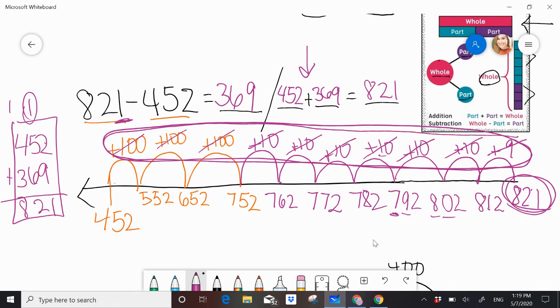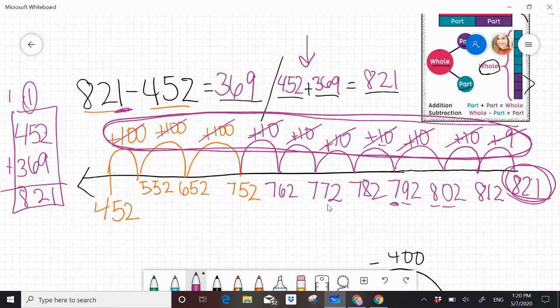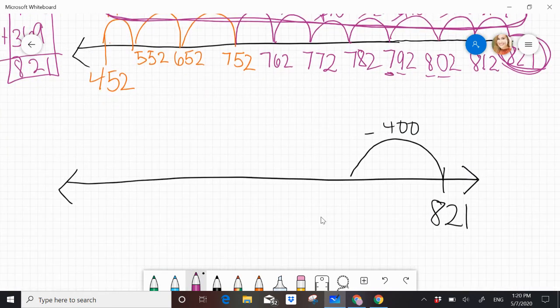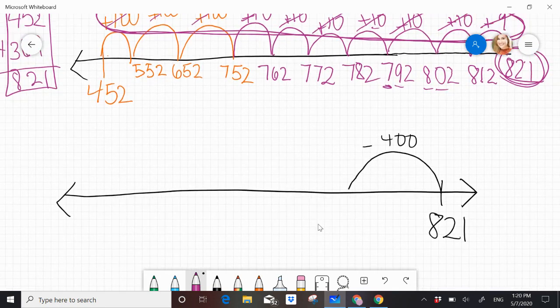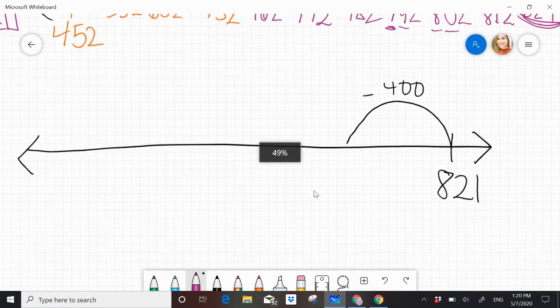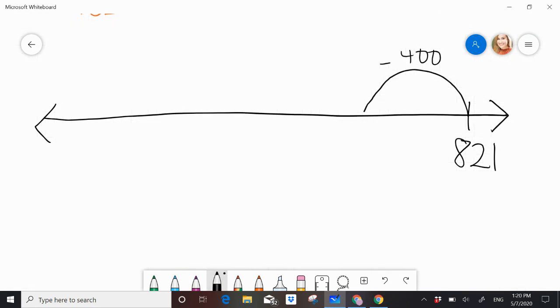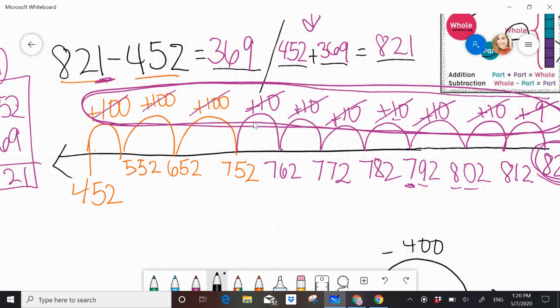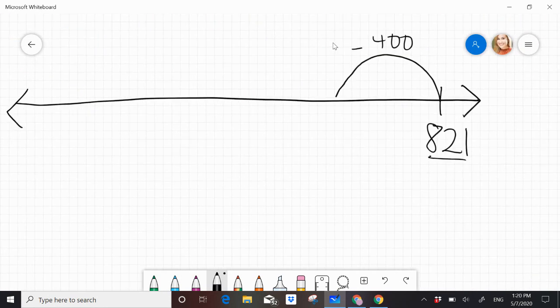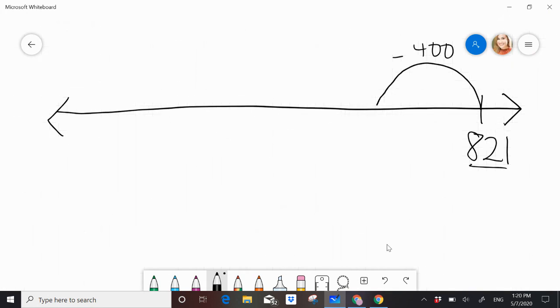Now, if you're like, Miss M, no, I do not like add on to subtract. Well, you're in luck, because I'm going to show you how to solve this problem using the strategy from yesterday. So we start at 821, and now we're just going to subtract 452, because that's my original problem. 821 minus 452. You can add on or subtract down. So let's subtract down now.